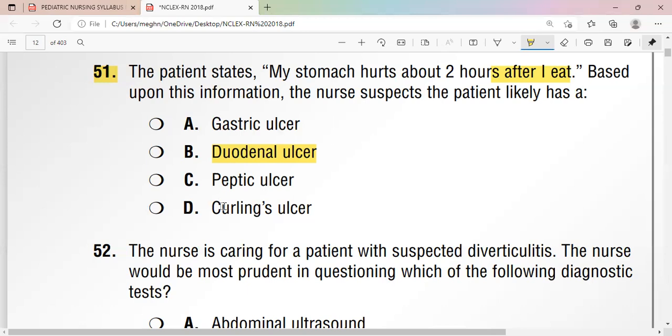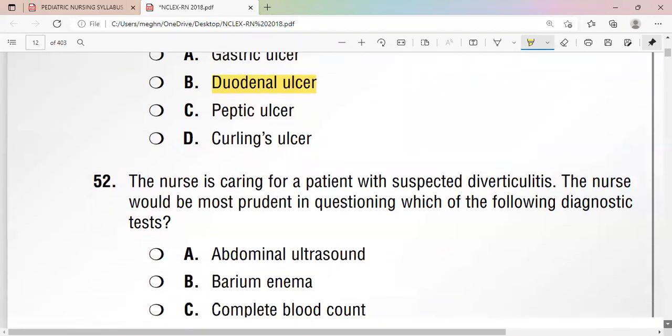And answer C is too vague because gastric and duodenal ulcer together we call peptic ulcer, and it does not distinguish the type of ulcer. And answer D, associated with trauma. If anybody develops an ulcer because of trauma, we call it curling ulcer, like a patient who has a history of burn and develops an ulcer.